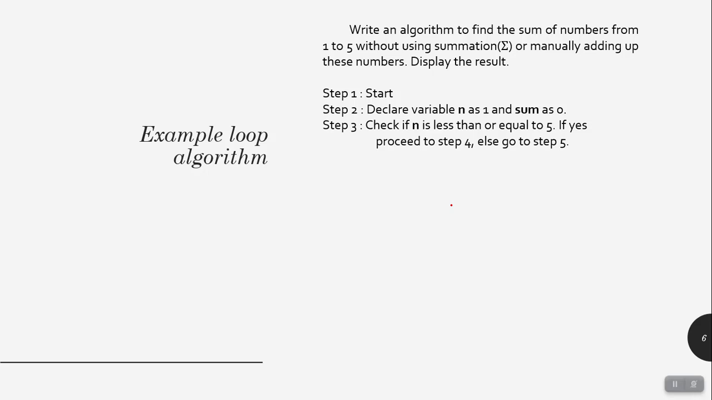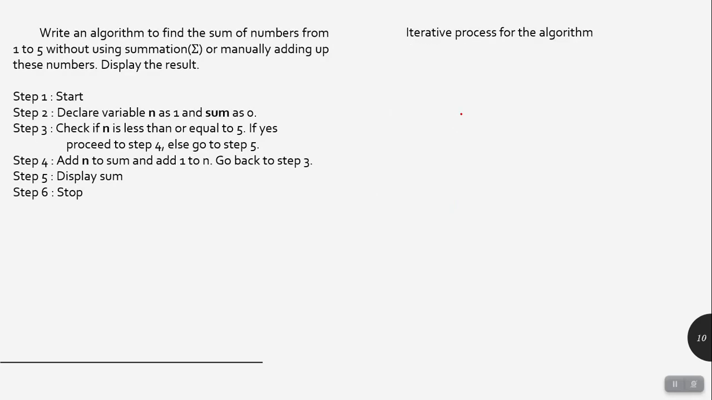If n is less than or equal to 5, we will proceed to step 4, or else go to step 5. Now, step 4, add n to sum and add 1 to n. And then go back to step 3. And then step 5, display sum. And then step 6 is stop. So you will understand this algorithm once we check our iterative process for this algorithm.